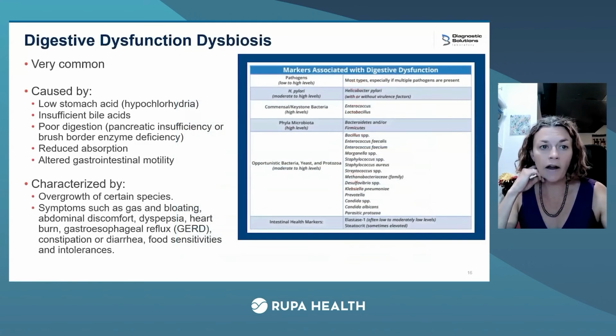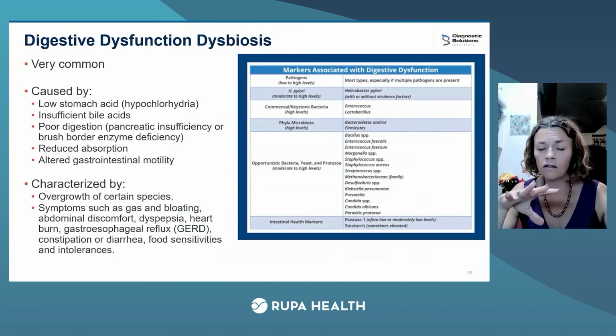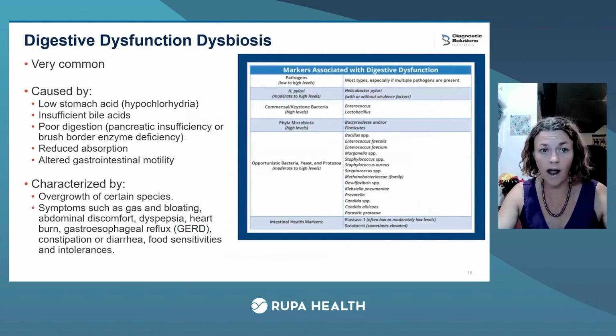All right. And then our third pattern is digestive dysfunction dysbiosis. This is really common, and this is one that I hone in on all the time. And to me, it's sometimes one of the easier ones to correct. I feel like it gets missed in functional gut health a lot, again, because people are not addressing this concept of hypochlorhydria. So digestive dysfunction, by and large, is often caused by hypochlorhydria, can also be caused by insufficient bile acids, poor digestion, pancreatic insufficiency, or brush border enzyme insufficiency, reduced absorption, altered GI motility.